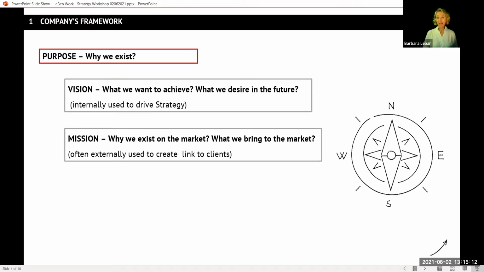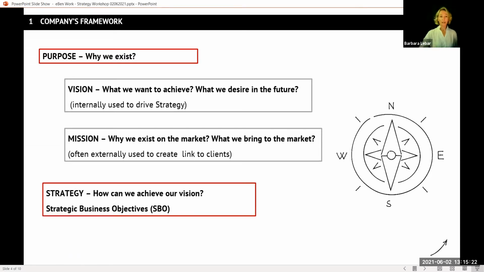Now, when we have the vision and the mission, so the purpose of the company, now we know where we would like to land in the future. So we have our vision. Is that enough? Of course, it's not enough. So it's always when we have the goal, the next question is, how am I going to achieve that goal? So we need a path. And the path, how to achieve the goal, that's our strategy. So it's always how to achieve our vision.